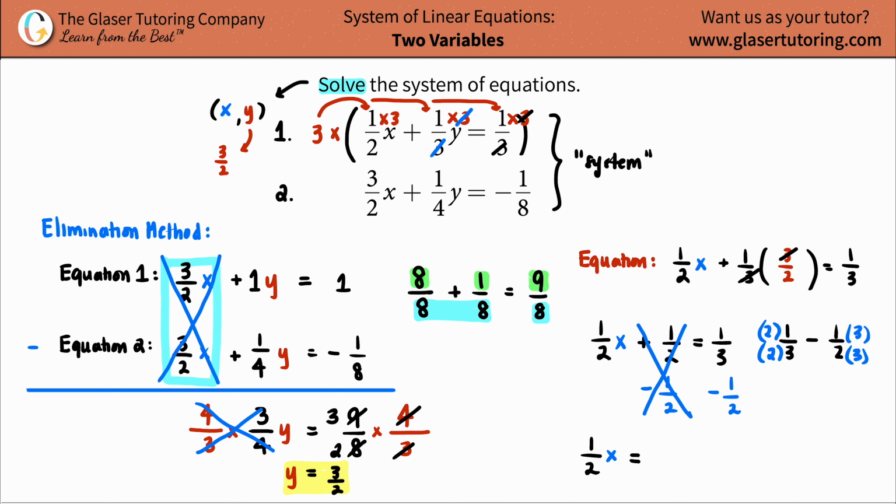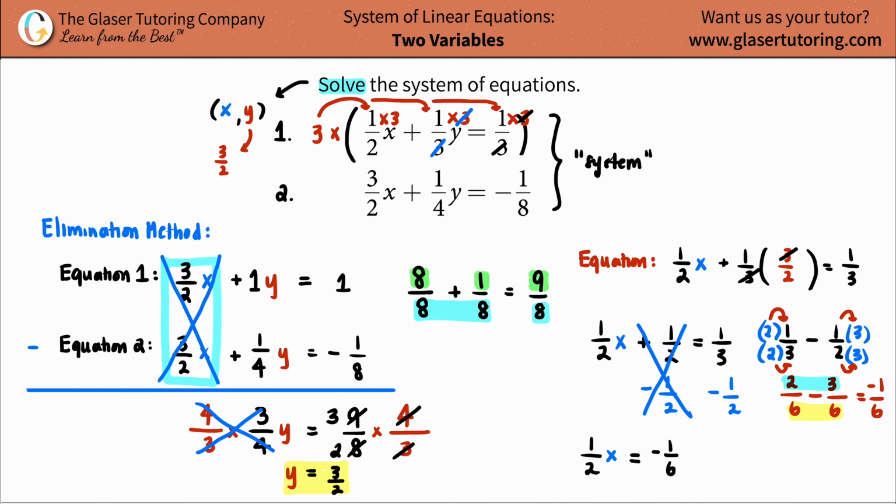So this would be the same thing as saying 2 times 1 is 2 over 2 times 3 is 6, minus 1 times 3 is 3 over 2 times 3 is 6. We go back to adding and subtracting fractions. When we do that, keep in mind that the denominator stays the same. So this is going to equal a 6 on the bottom. And then just do your subtraction on the top. 2 minus 3 is a negative 1. So this is a negative 1/6.